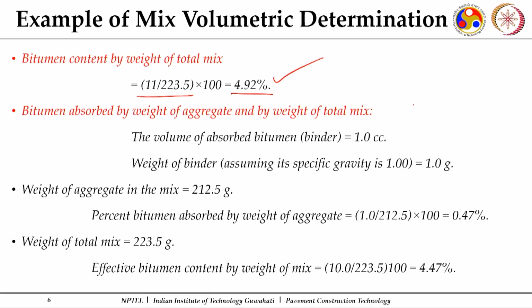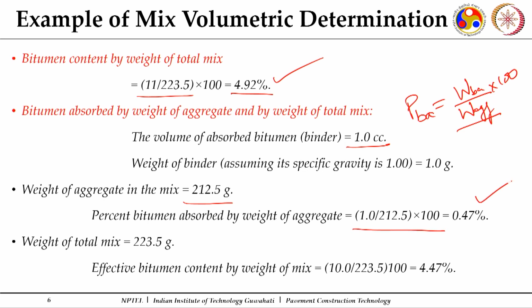Now, if one asks what is the binder which is getting absorbed in the aggregates, that is PBA, because it is with respect to the weight of binder which is absorbed upon weight of aggregates, because this percentage is with respect to the aggregates. So, here binder absorbed is 1 and the weight of the aggregates is 212.5. So, this comes out to be 0.47%. So, this gives an idea what we are doing there.